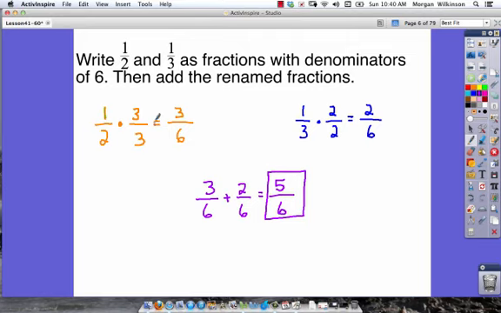We've done all three parts by rewriting our fractions with a denominator of 6 after we multiplied by 1. Then we added them together to find our sum of 5/6.